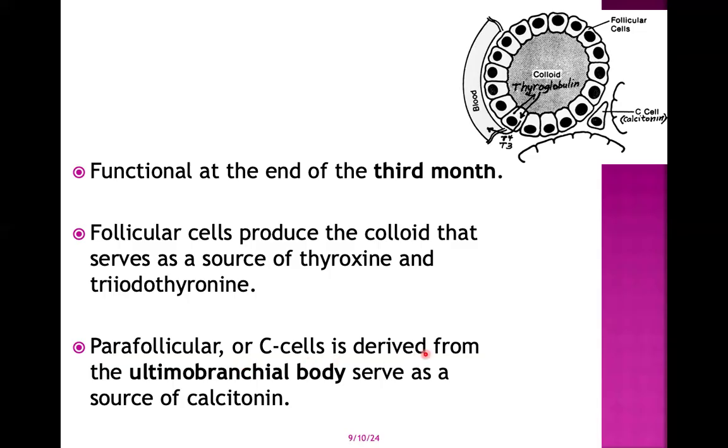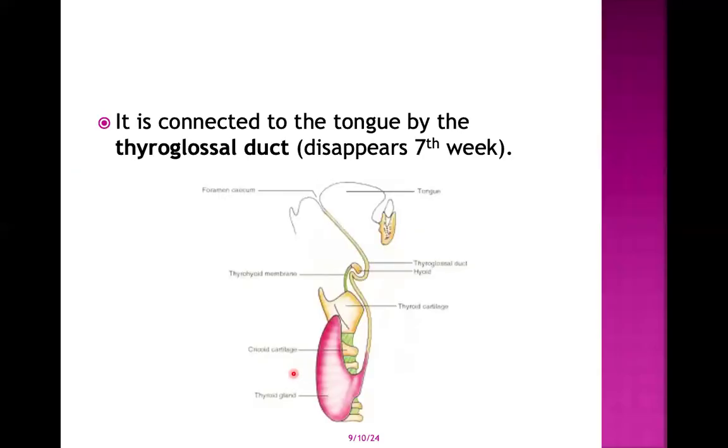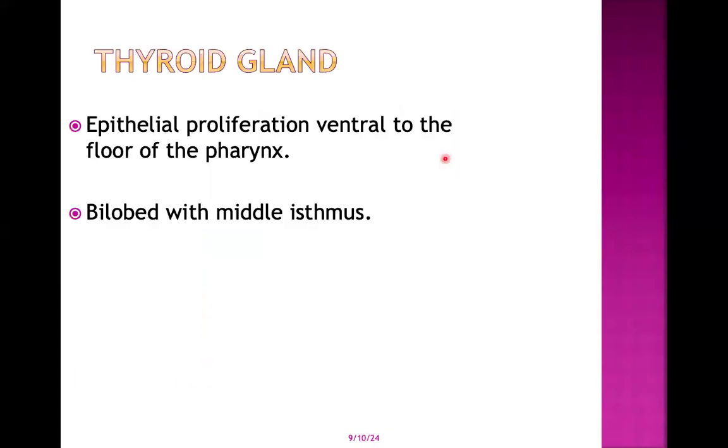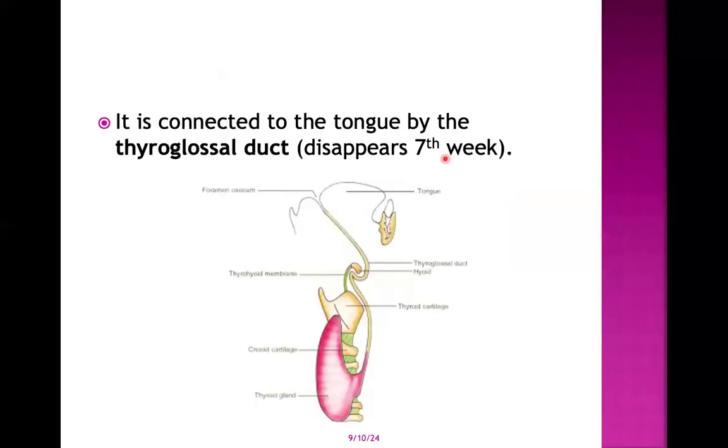Parafollicular or C cells are derived from the ultimobranchial body and serve as a source of calcitonin. So that's what we are talking about. We are saying that the parafollicular cells, also known as C cells, come from the ultimobranchial body, which serves as a source of calcitonin. The ultimobranchial body is somewhere here. You can see that that's the ultimobranchial body there, which helps the formation of the parafollicular cells of the thyroid.